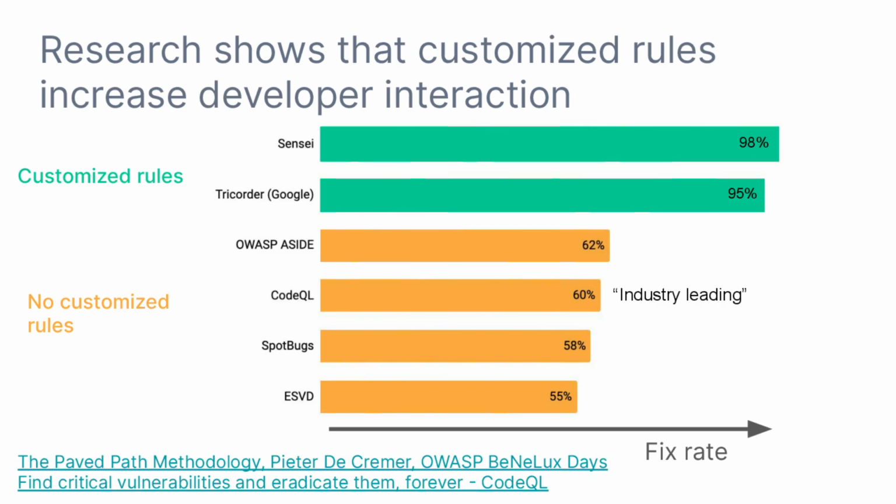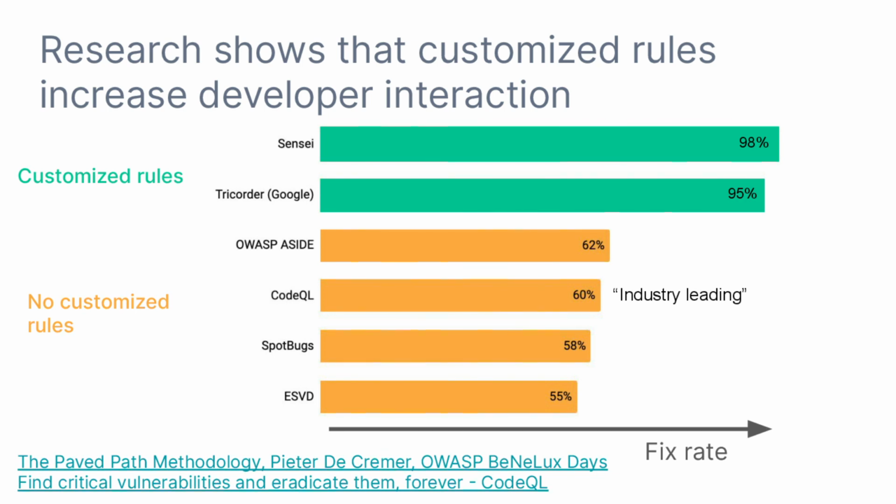I also did some research myself during my PhD, which shows that tools like Sensei, what I was researching at the time, and Tricorder, a tool by Google, where they really put a lot of emphasis on customizing their rules, that this really has a big influence on the fix rate, so the interaction of users with the findings of your tool.